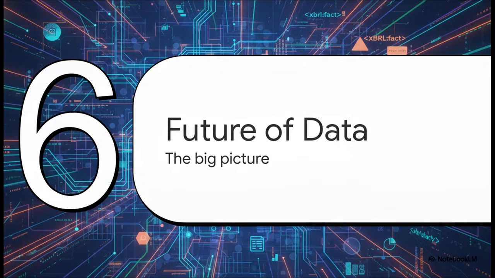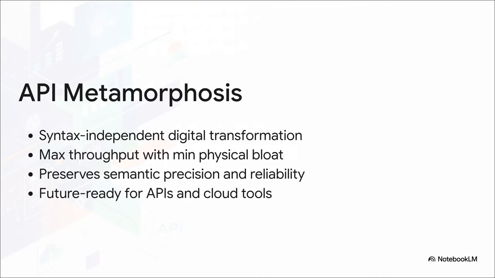Finally, part 6, the future of data processing. Let's take a look at the big picture here. The introduction of the XBRL model API and XBRL-CSV isn't just some minor software update, it's a full-blown technological metamorphosis. For financial technologists and compliance officers, the benefits are massive and tangible. We're talking about a truly syntax-independent digital transformation. You get maximum data throughput with minimum physical data bloat. You keep 100% of your semantic precision and regulatory reliability. And most importantly, the XBRL model API provides a rock-solid, future-ready foundation for cloud-native tools.